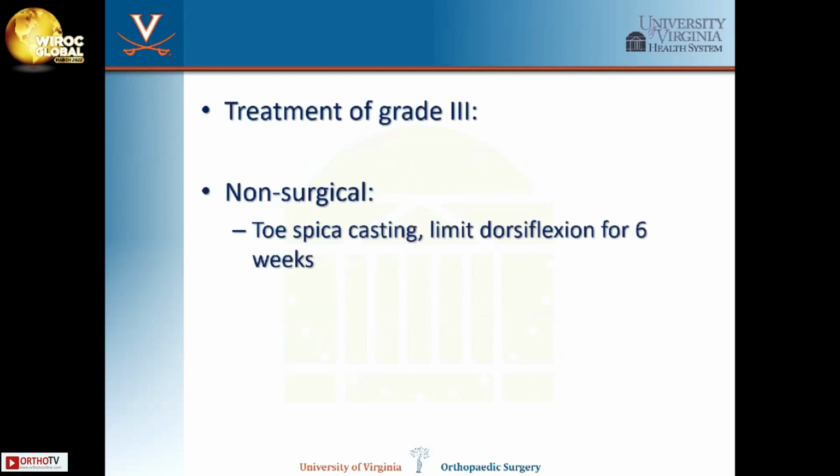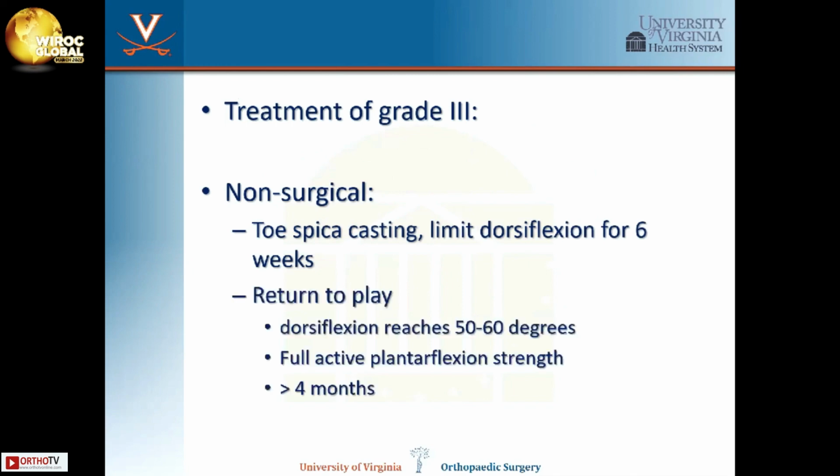Non-surgical treatment consists of toe spica casting, and you really want to limit dorsiflexion for at least 6 weeks. In a high-level athlete, this is often not the preferred method of treatment. Currently, I feel most of us treat many of these surgically. But return to play happens when they can achieve 50 to 60 degrees of dorsiflexion, they have full active plantar flexion strength, and it's usually around 4 months.